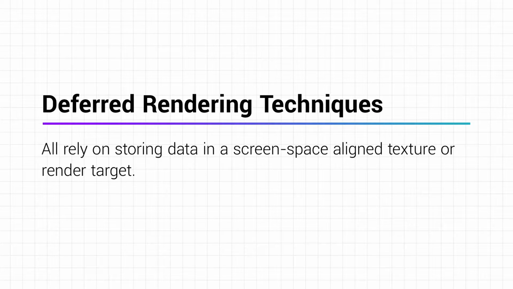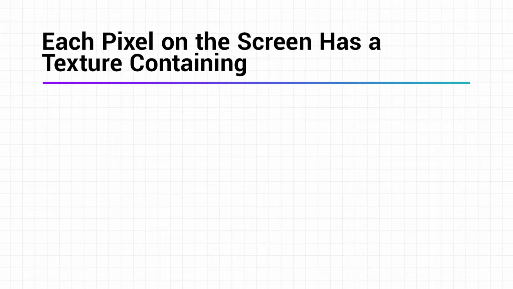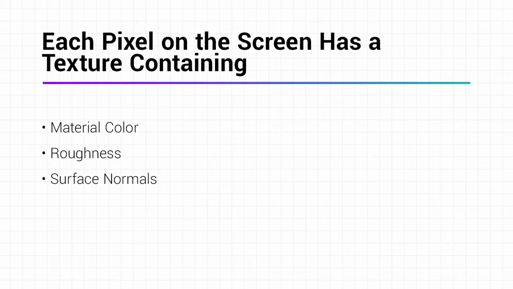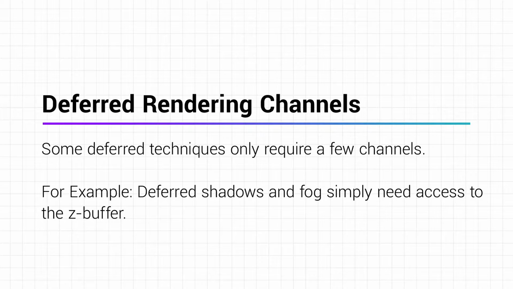There are many different deferred rendering techniques. They all rely on storing data in a screen space aligned texture or render target. That means for each pixel on the screen, there is a texture that stores material attributes like material color, roughness, and surface normal. Some deferred techniques only require a few channels. For example, deferred shadows and fog simply need access to the Z buffer.